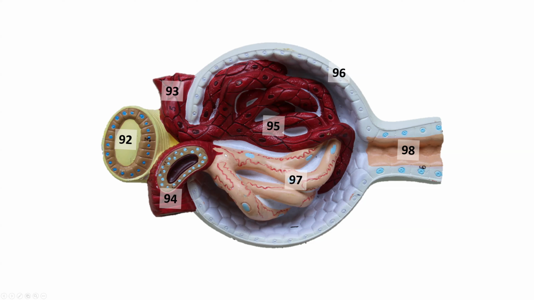And then that glomerulus is actually covered by these cells right here. What is 97? Podocytes. Yeah, podocytes. 96, what was that capsule that surrounds the glomerulus? Bowman's capsule. And 98 is the first part of the renal tubule. It's going to be the what? The renal tubule. But what's the first part of the renal tubule called? Proximal convoluted tubule. So if I ask you specifically, you say that's part of the proximal convoluted tubule.